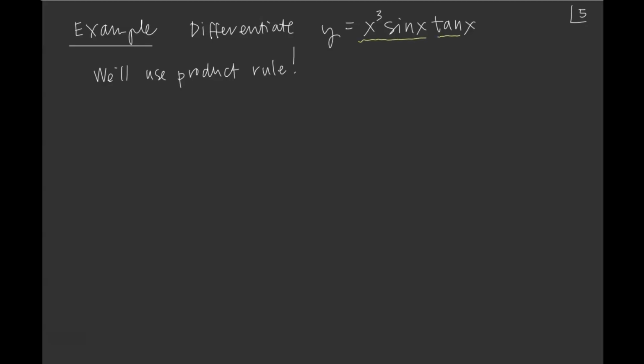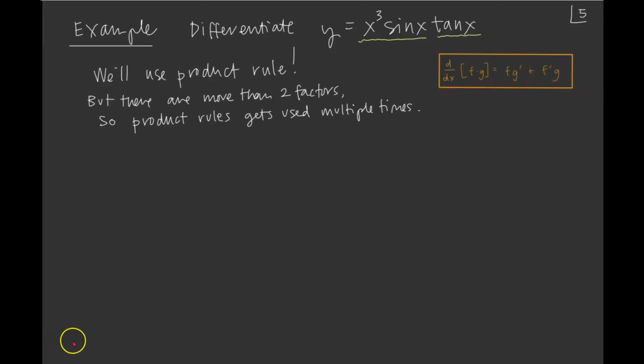Let's split this up and say these are the two products here, x cubed sine x times tangent x. And we'll invoke the product rule on that. We're remembering that the product rule is regular first, derivative of the second, plus derivative of the first, regular second. And we recognize there are more than two factors, really. We have x cubed times sine x times tangent x. So the product rule gets used multiple times.